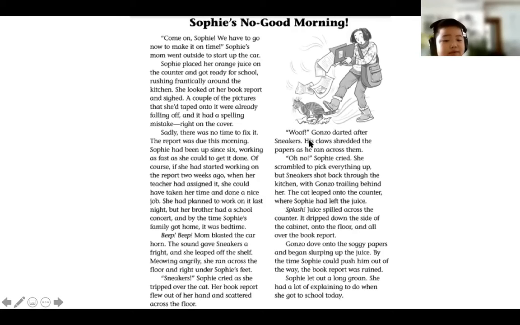Sadly, there was no time to fix it. The report was due this morning. Sophie had been up since 6, working as fast as she could to get it done. Of course, she had started working on the report 2 weeks ago when her teacher had assigned it. She could have taken her time and done a nice job. She had planned to work on it last night, but her brother had a school concert, and by the time Sophie's family got home, it was bedtime.